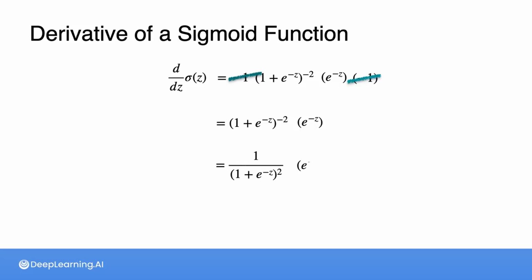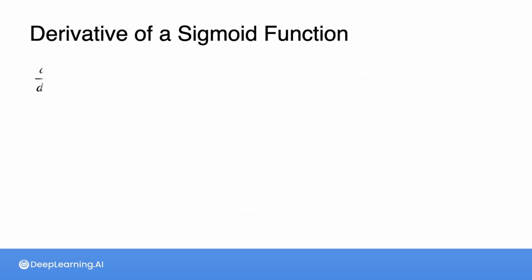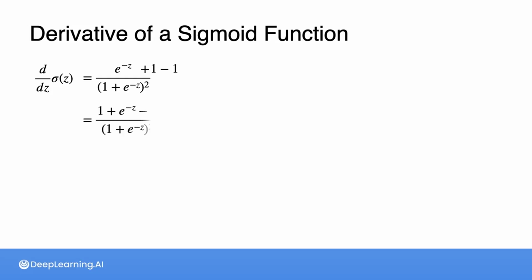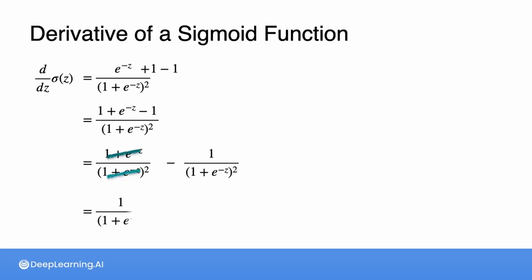Now this can be rewritten even nicer. Let's write it as e to the negative z over 1 plus e to the negative z squared. And so this is where we are. Now, notice that we can add and subtract 1. Why do we want to add and subtract 1? You'll see. But let's write it like this. And now let's split it as the first 1 plus e to the negative z over the denominator, minus 1 over the denominator. Now this cancels with one of these two, and we get 1 over 1 plus e to the negative z, minus 1 over 1 plus e to the negative z squared.